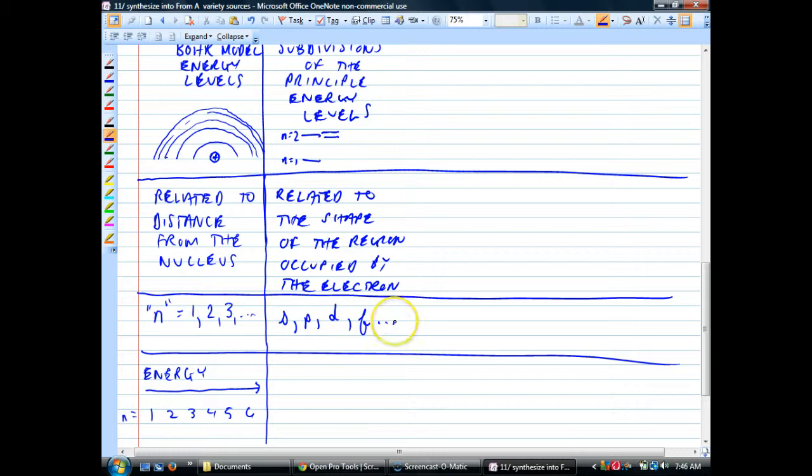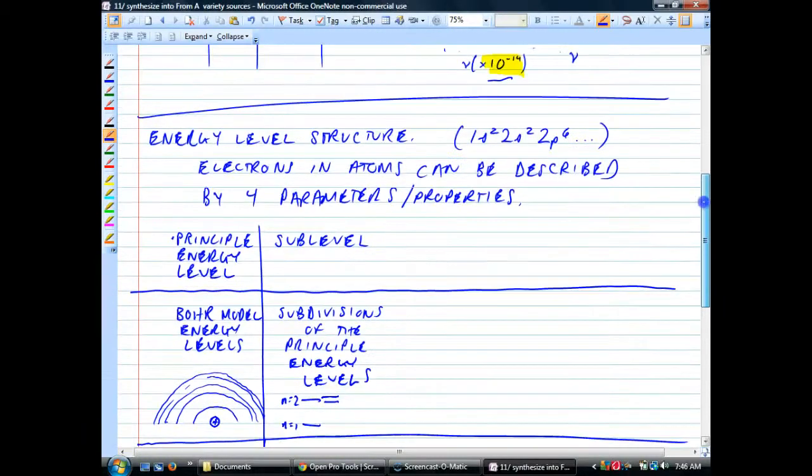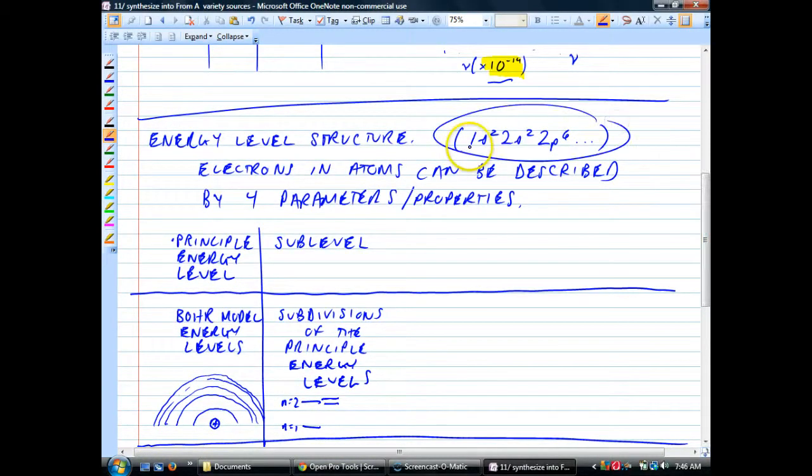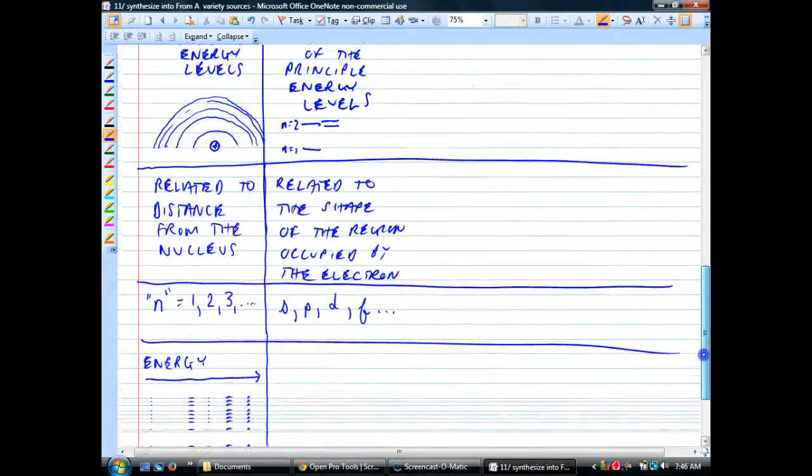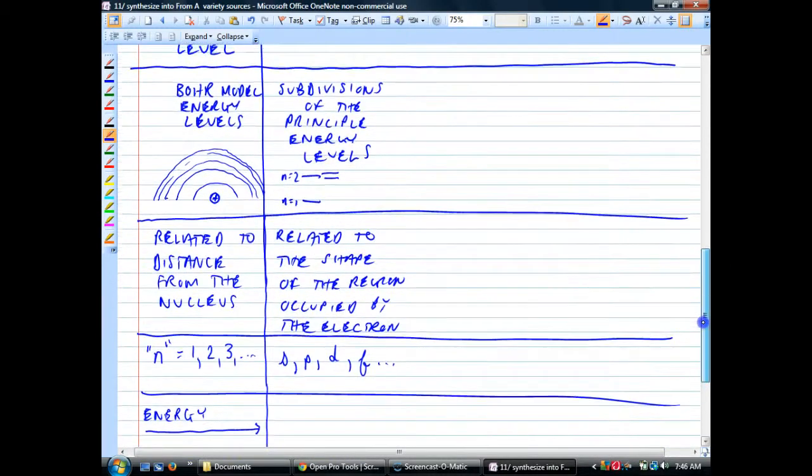I say etc. because in a ground state atom, an atom that's not being excited, like by an electric field or a flame or something like that, you're not going to go any higher than F. So S, P, D, and F. And that might look a little bit familiar to you because of this sort of thing. That's the S and the P that are showing up here. Those are the sublevels. So S, P, D, and F are the sublevels.